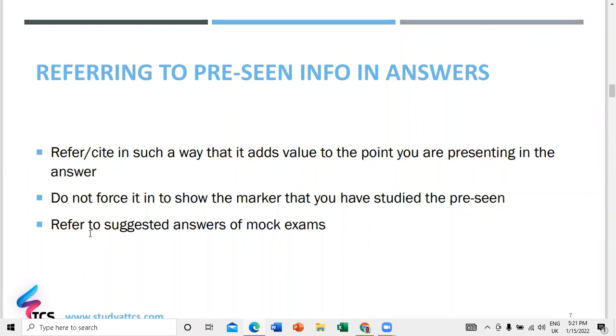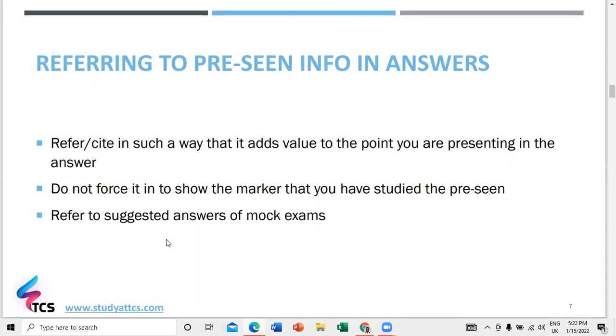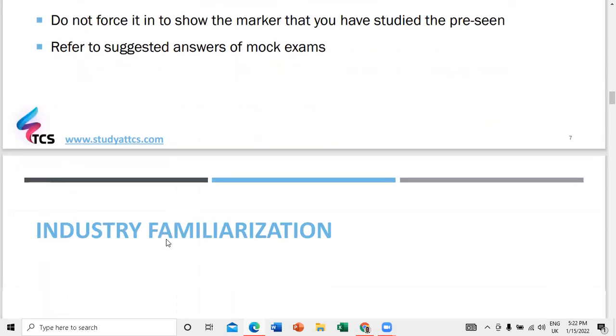And since this is your first case study, you might not understand what type of approach you need to adhere to when referring to the pre-seen in your answers. That's why you need to go through suggested answers of mock exams. By going through the suggested answers, you would be in a position to figure out how you can bring in information from the pre-seen and incorporate it into your answers.